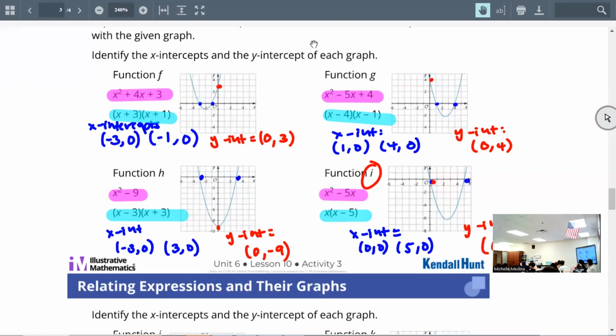Notes from yesterday. So here's a graph. In this activity, you're supposed to identify x and y intercepts. I hope you know how to do that. Where does it touch on the x-axis? Where does it touch on the y-axis? And they gave you both forms of the equation, so we have our standard form and our factored form. Then you're supposed to notice some patterns.